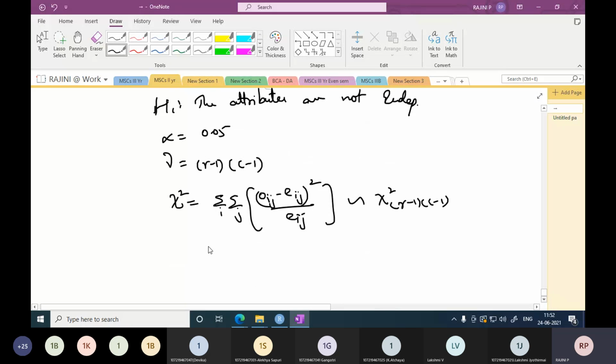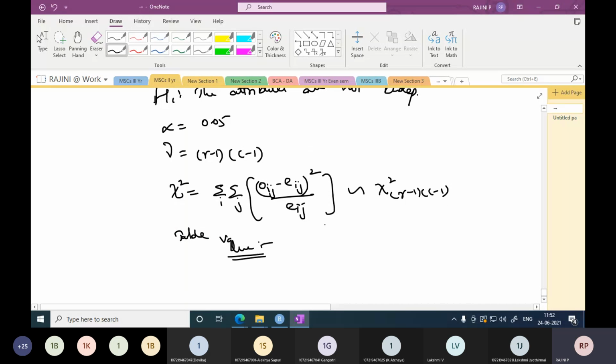And next one, table value. So the table value will depend on what? Degrees of freedom, level of significance, and the alternative hypothesis. And the chi-square distribution is a positively skewed distribution. So after the table value, we draw a curve and then we give a conclusion. This is the procedure. You know that, right?